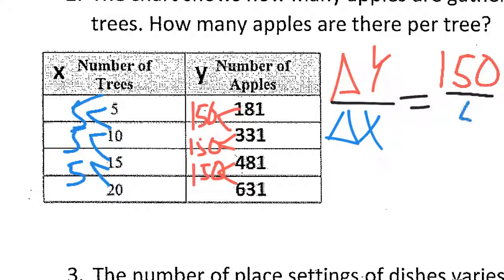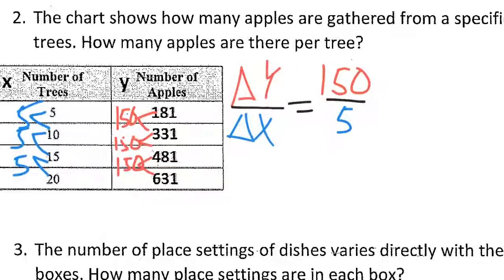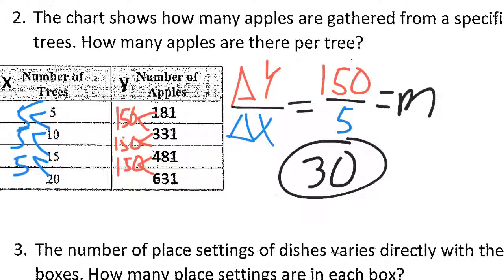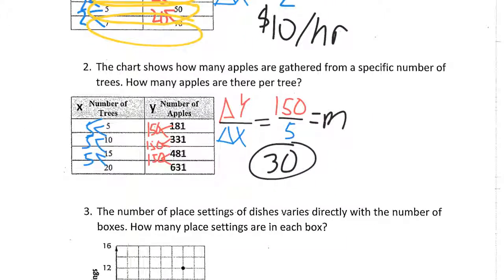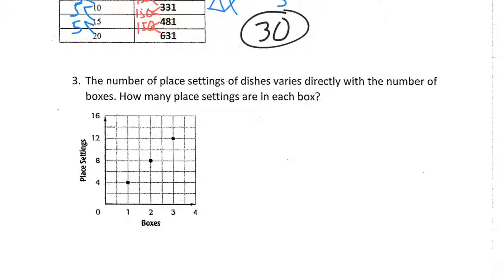So 150 over 5. Again, this is the same thing as M or a constant rate or however else you want to look at it. But 150 divided by 5 is going to be 30, meaning that there's supposed to be 30 apples per tree. Again, the situation doesn't exactly work for the rest of this. If you got questions on it, please let me know. But the important part is coming up with the slope or the unit rate or whatever else you want to call it.